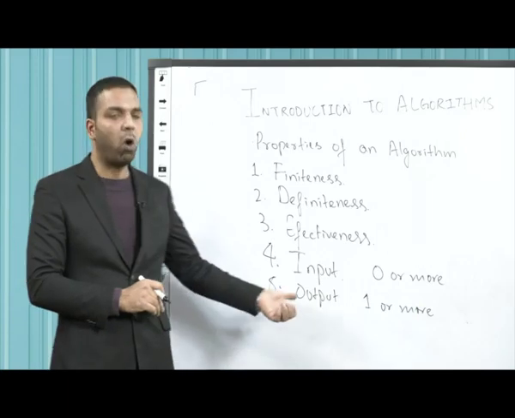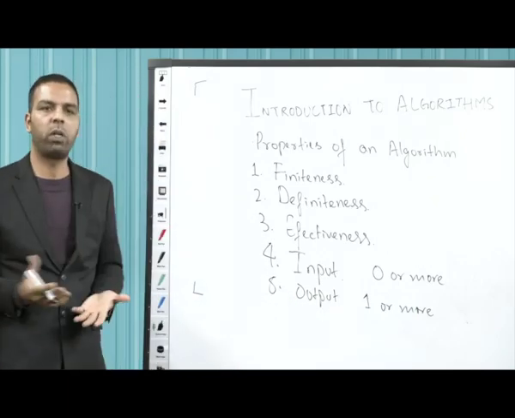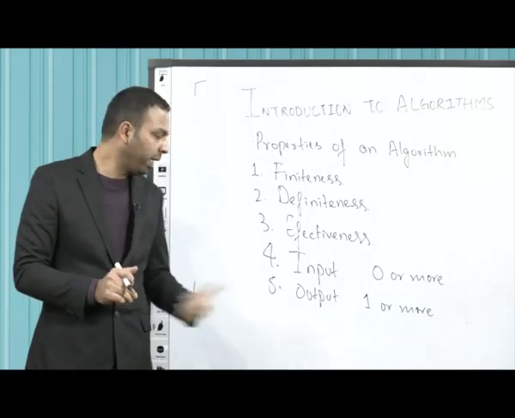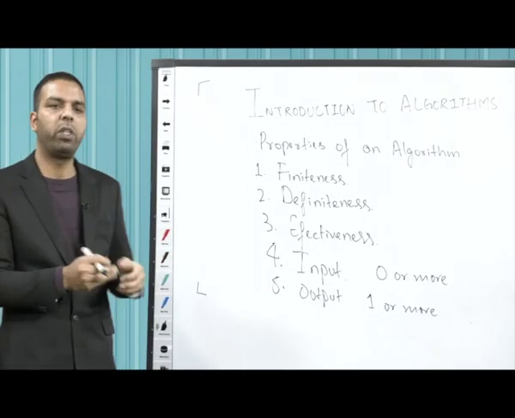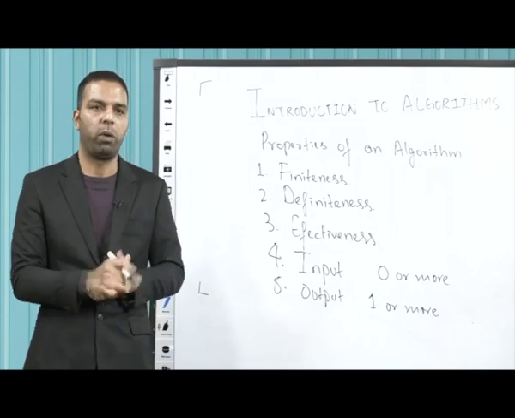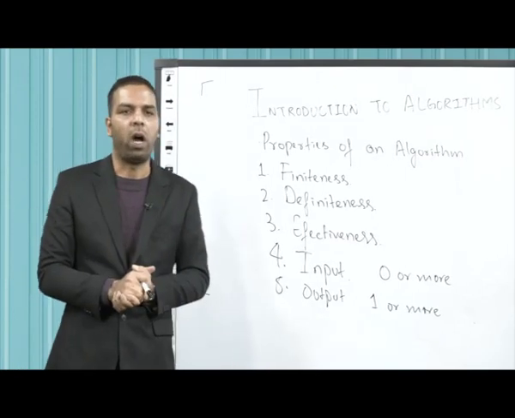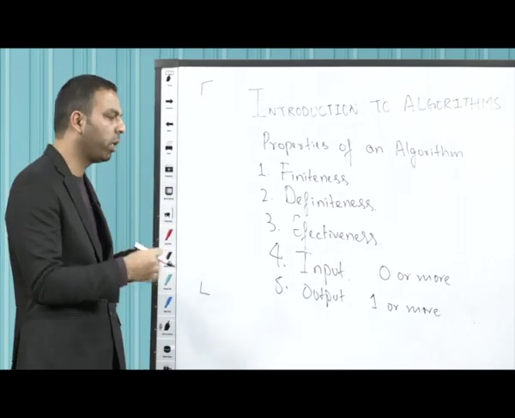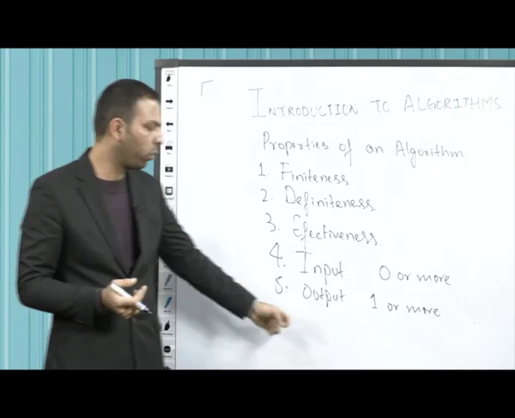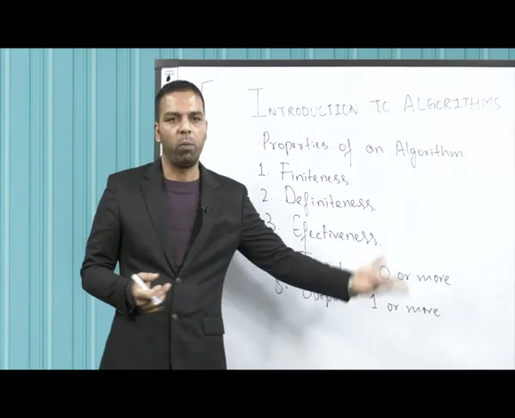The fifth property is output, means an algorithm should definitely give some output. Why is this important? You can imagine, what is the fun of an algorithm or a computer program which does something and has 0 output? Means it doesn't give you any output. Output is not necessarily displayed on screen. Output means doing some work, okay? So it should have 1 or more outputs.